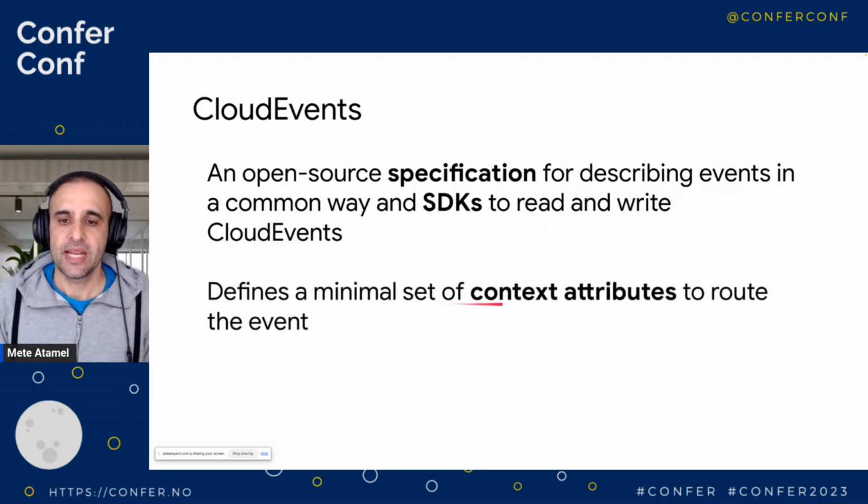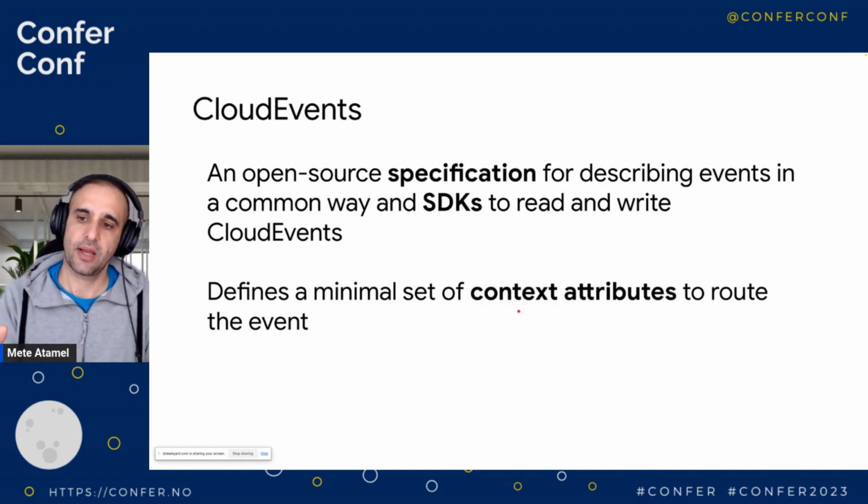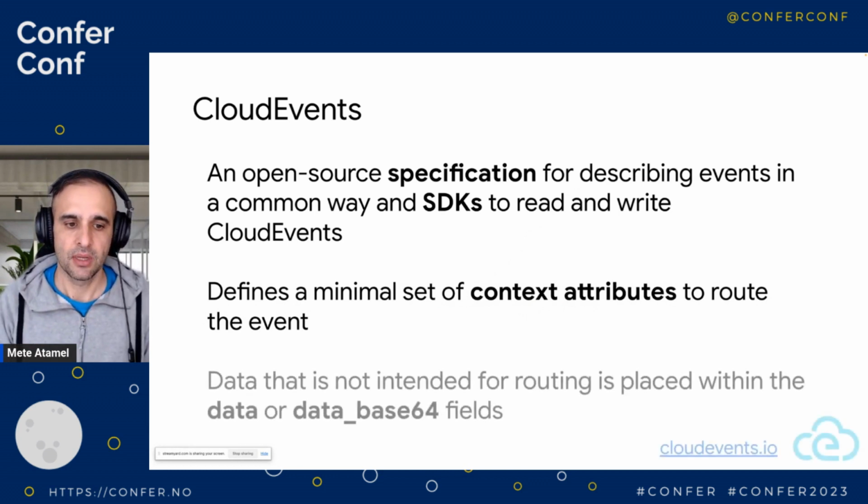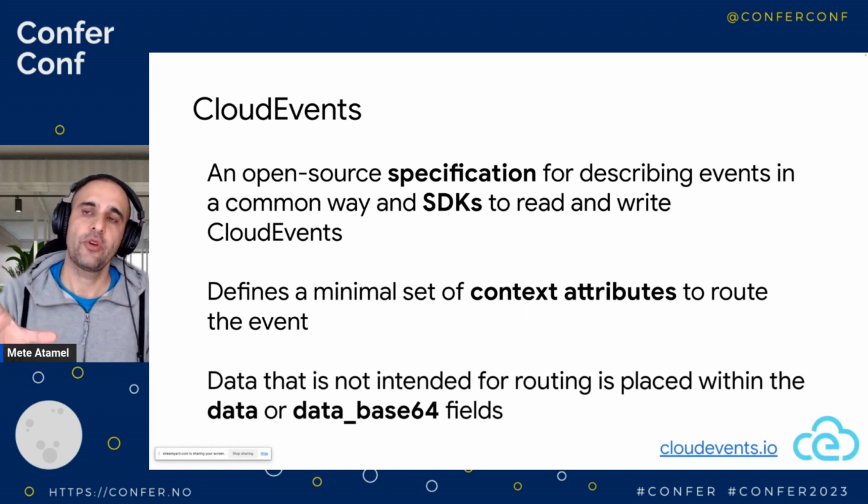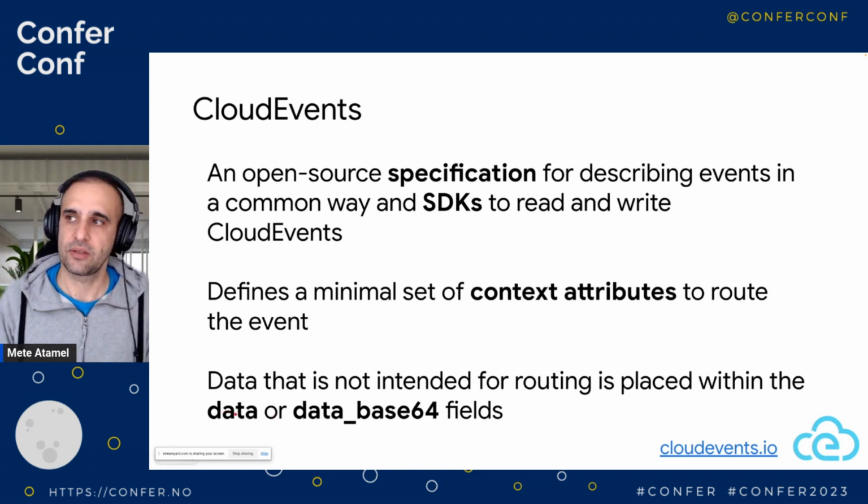It defines a minimal set of what's called context attributes. And these context attributes basically help to route these events. And we'll look at an example in the next slide. And whatever data you have that's not part of this routing information is placed within the data field of the event. So your custom payload, for example, basically lives in this data field. You can also have this data_base64 field if it's base64 encoded data.